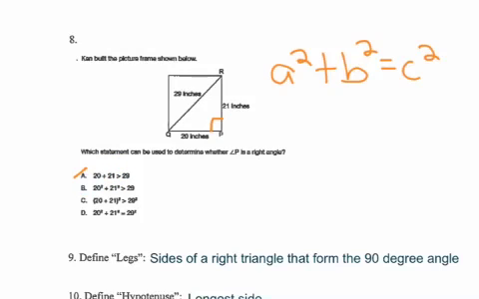B cannot work because it does not say equals. C cannot work because it does not say equals. D is the only one that works because they use the legs of 20 and 21, so 20 squared plus 21 squared equals the hypotenuse of 29 squared.